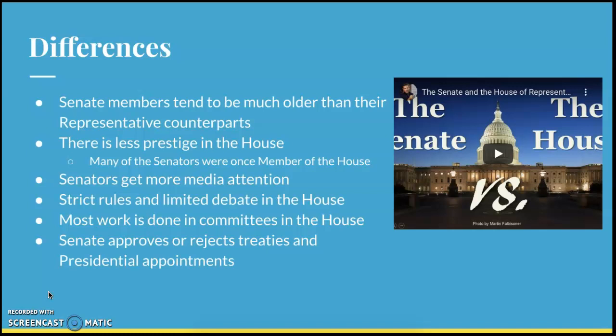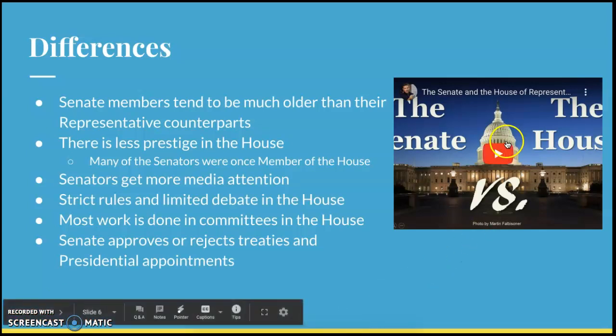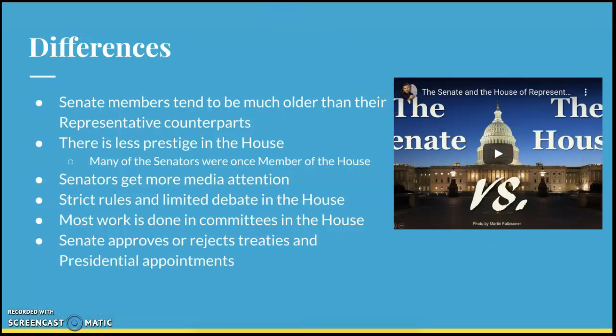And the Senate approves and rejects treaties and presidential appointments. So really, you see the Senate having a little bit more power than the House. And right here we have a video that you can click on your own to look at some of the differences as well between the House and the Senate.